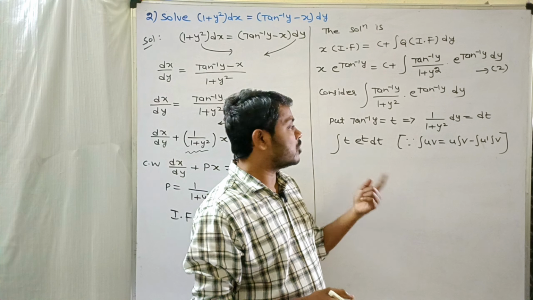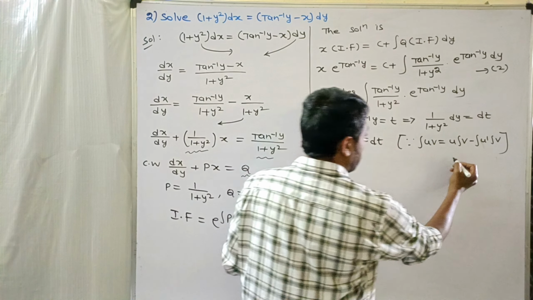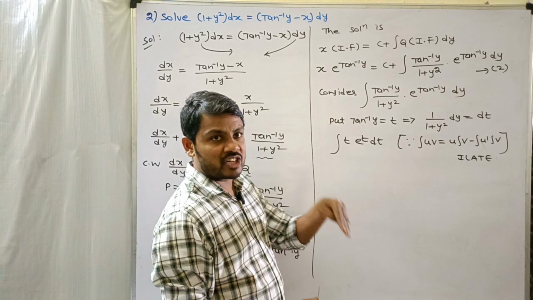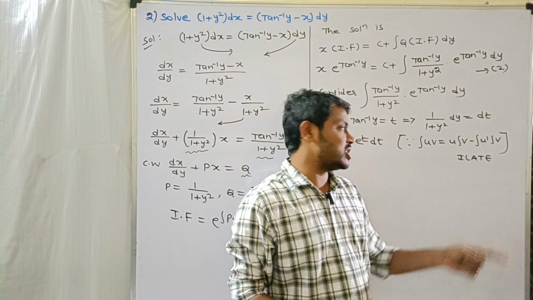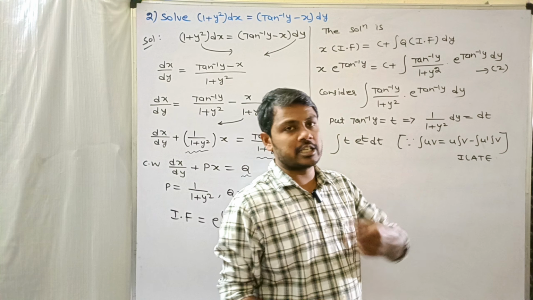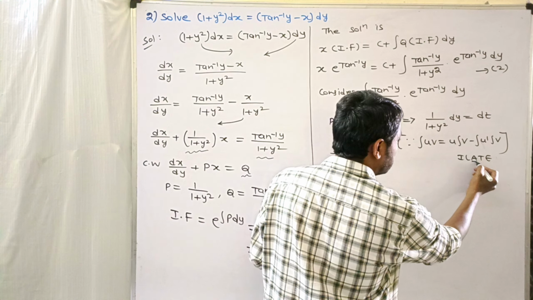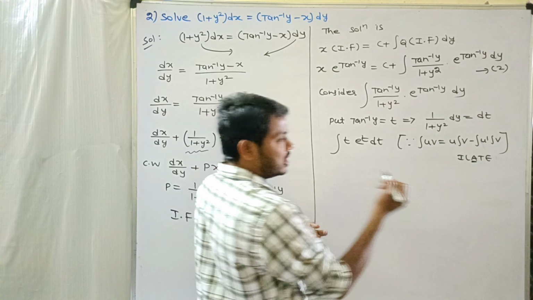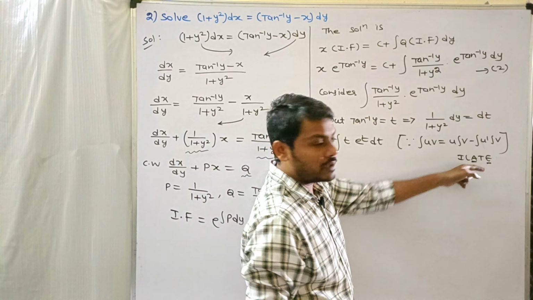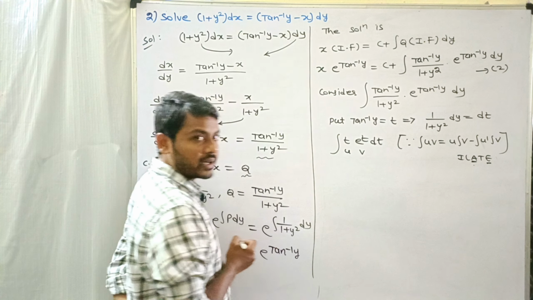But what is u and what is v? Here we use the by parts method, that is ILATE. I means inverse trigonometric, L means logarithmic, A means algebraic, T means trigonometric, and E is exponential. Clearly, t is algebraic, and e power t is exponential. What is the first letter here? A, after that E. So therefore, u is t and v is e power t.